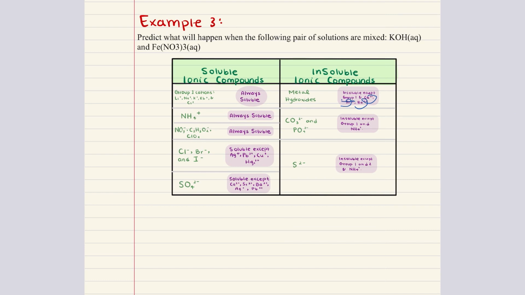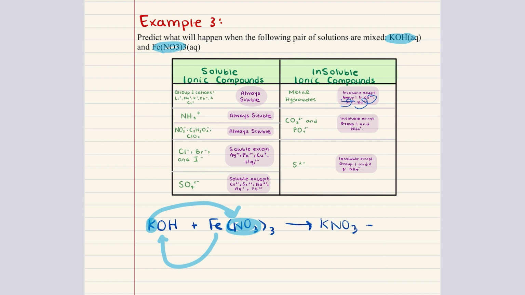Problem 3 reads, predict what will happen when the following pairs of solutions are mixed: potassium hydroxide and iron 3 nitrate. So let's go ahead and write this. Potassium hydroxide plus iron 3 nitrate are going to react to form what kind of products? Well, what's going to happen is that these ions are going to switch partners. So what we're going to form is potassium nitrate and iron 3 hydroxide. What is that going to look like? That's going to look like KNO3 plus iron 3 hydroxide.